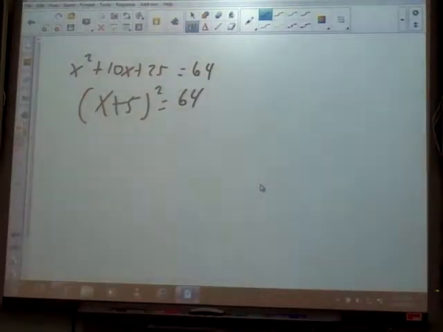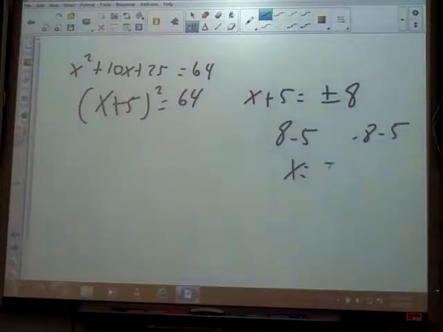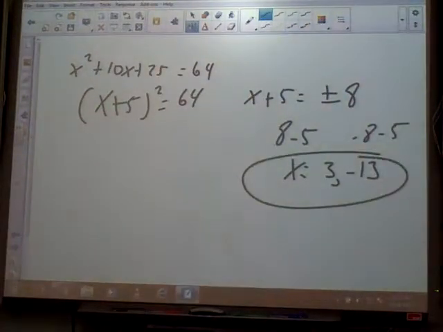Okay, you didn't have to do it that way. This is the least common way to do it. But now I can undo that squared by square rooting. So x plus 5 will have to equal positive or negative 8, because the square root of 64 is 8. So now to solve for x, I got to subtract 5. So I got to do 8 minus 5 and negative 8 minus 5. So that got me 3 and negative 13.